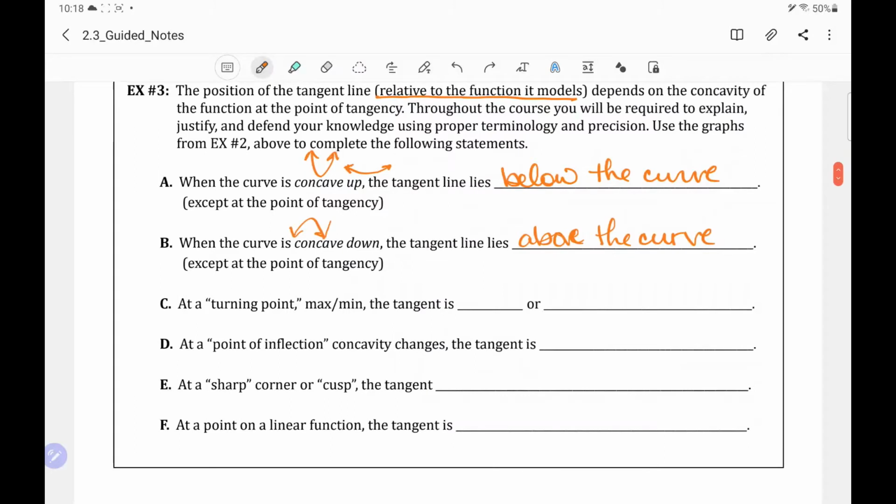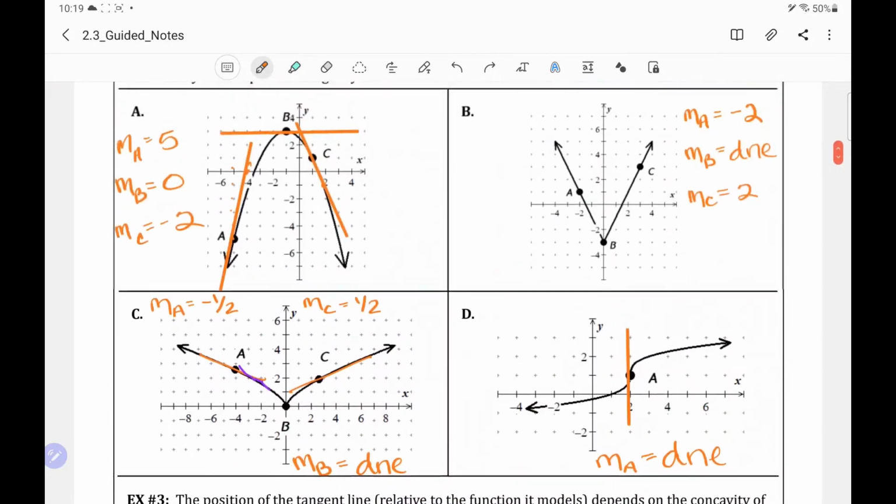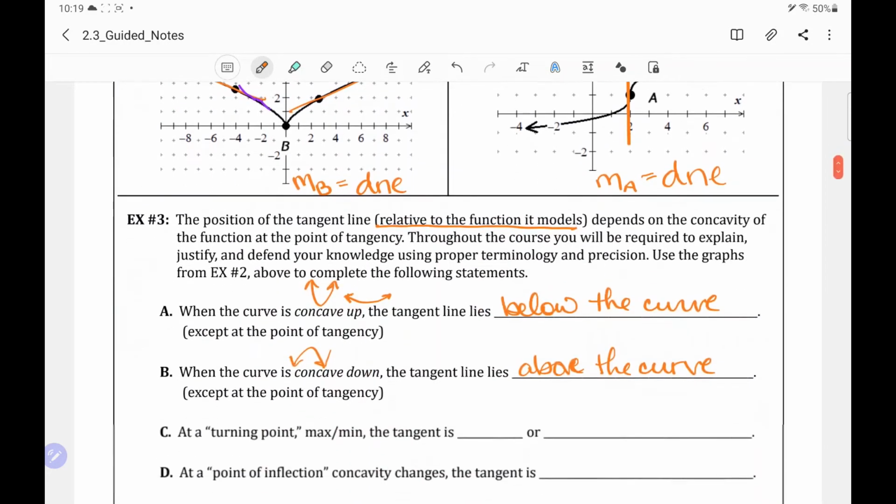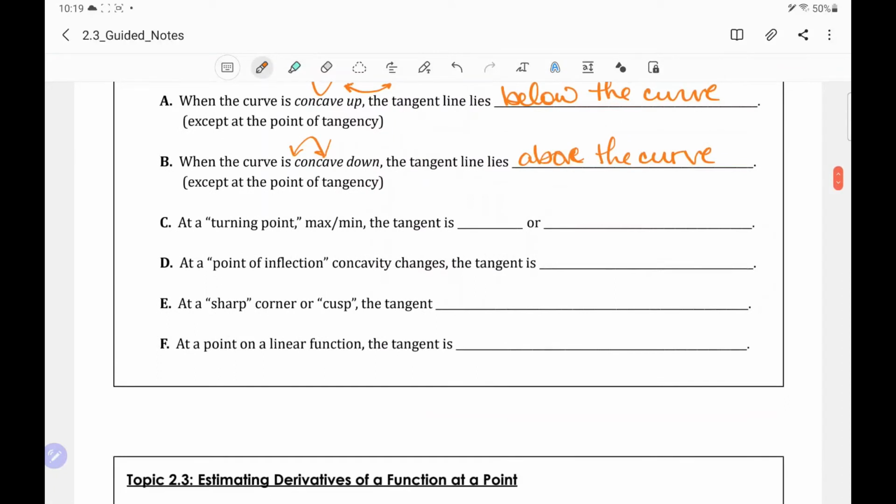Now, let's look at C. At a turning point, maximum or minimum, the tangent is what? So think about it here. This right here was a turning point, a maximum or a minimum. And it was 0, right? So at a turning point, the tangent is 0, or horizontal. The tangent line is horizontal, right? It's flat, and the slope of it is 0. So the tangent is 0 or horizontal.